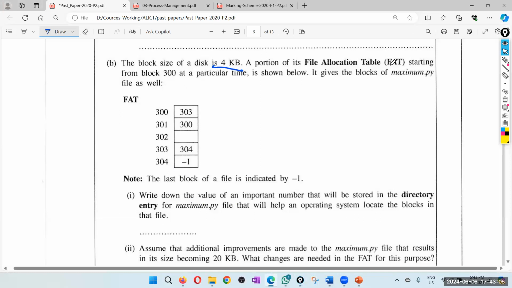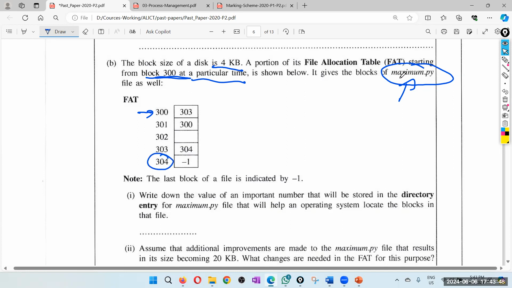The block size of a disk is 4 kilobyte. The partition of a file allocation table starting from block 300 at a particular time is shown below. It gives the blocks of the maximum.py file. So this is the file allocation table for maximum.py. It starts from block 300, so block 300 is used for this file. And note the last block of the file is indicated by -1. So that means the last block is 304.